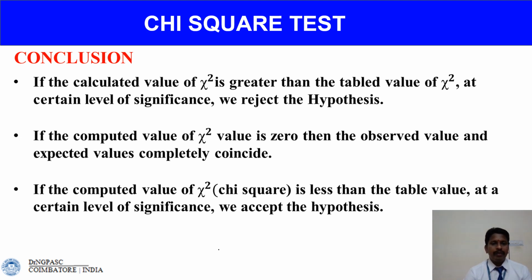For example, in a 2 by 2 contingency table, the degrees of freedom is number of rows minus 1 into number of columns minus 1. Number of rows equal to 2, number of columns equal to 2. 2 minus 1 into 2 minus 1, 1 into 1 is equal to 1. So the degrees of freedom is 1. The table value of chi-square for 1 degree of freedom at 5% level of significance is 3.841.